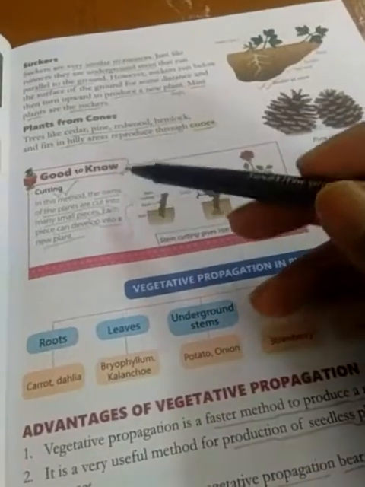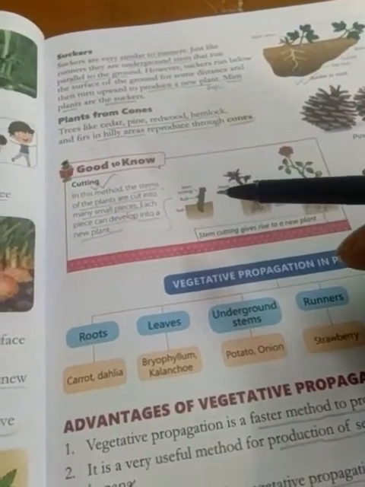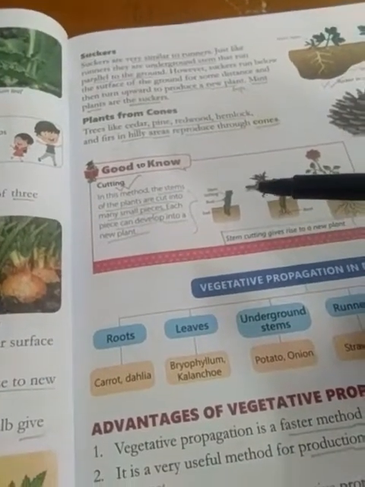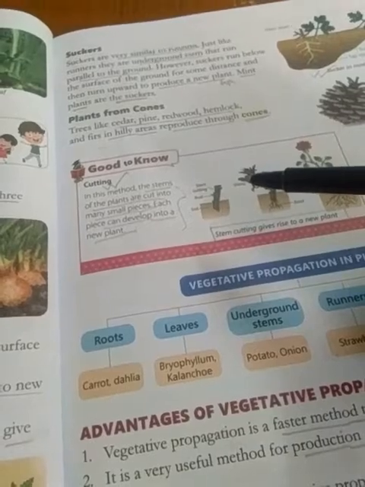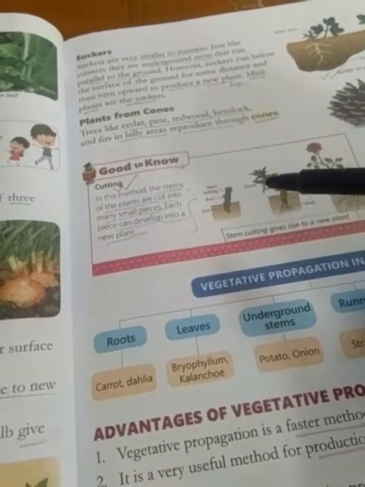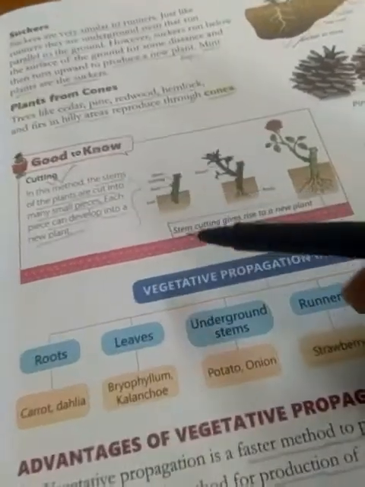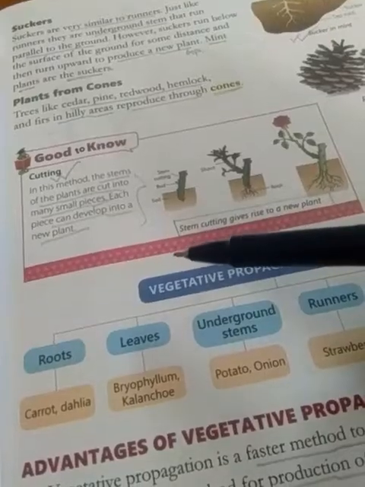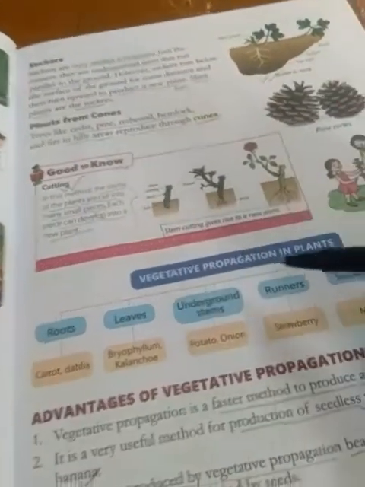This is very important. What is cutting? Cutting is another artificial method of producing the plants. In this method, we use the cut small pieces of plants, and we need to put them into the soil in order to develop the new plants.